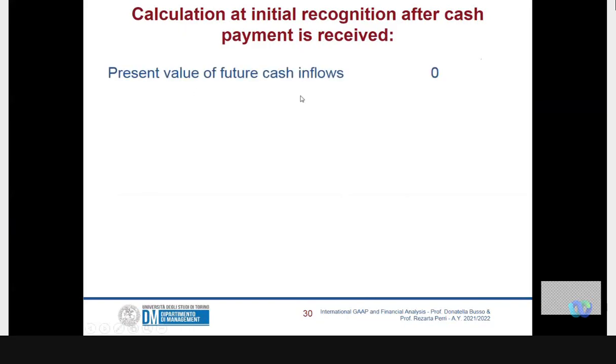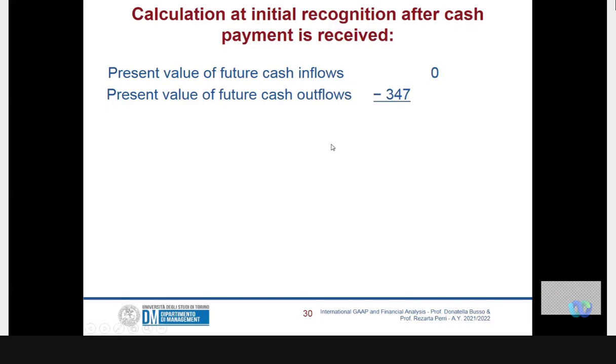Present value, we have received the premium. After day one, after receiving the premium, the present value of future cash inflows now is zero. Why is it zero now? Because I've already received 500 euro. I'm not receiving any more money in the future. This is day one after cash payment is received, after receiving the premium.